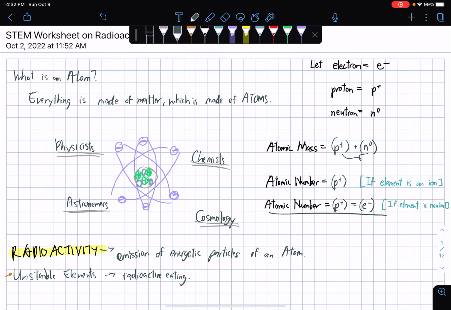If the element is neutral, that means, in other words, the proton is equal to the number of electrons. That means the element is neutral. And the atomic number in that sense is equal to the proton, which is also equal to the neutron. That's all.